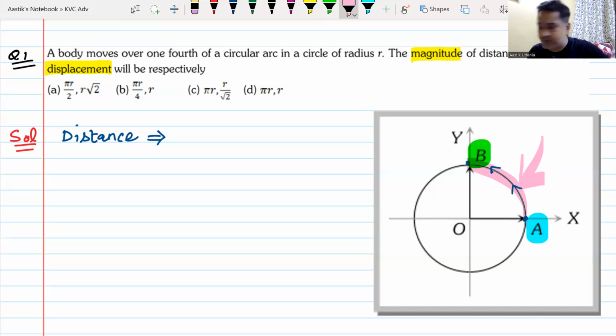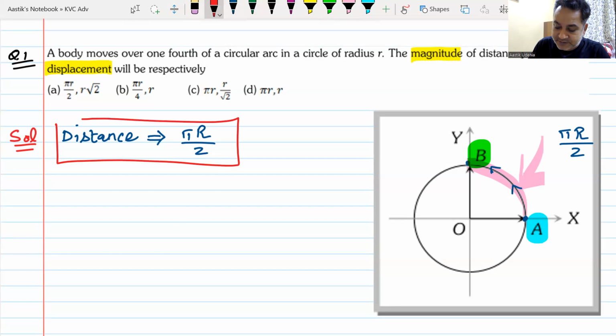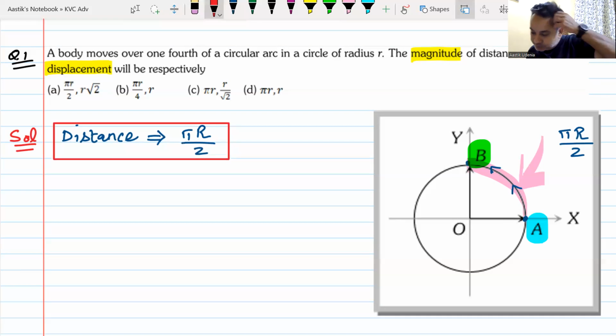Ever heard about the circumference of a circle? Have you heard about that pi term? Pi r by 2, sir, distance. Why does it take so long for you to answer this? It is 1/4 of the circumference of the circle, and therefore the distance traveled would be pi r by 2. Do we understand this? Yes, sir. Okay, well done. So this is the distance traveled by the body. It is pi r by 2 meters.